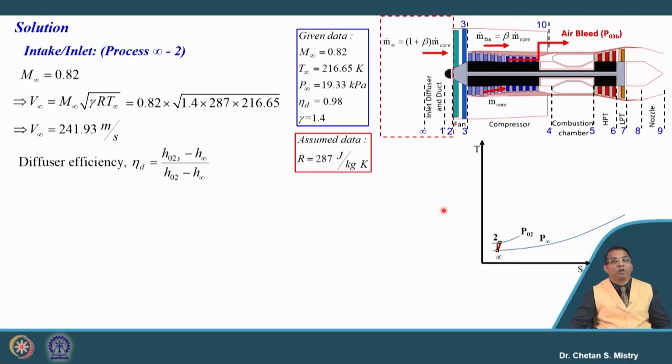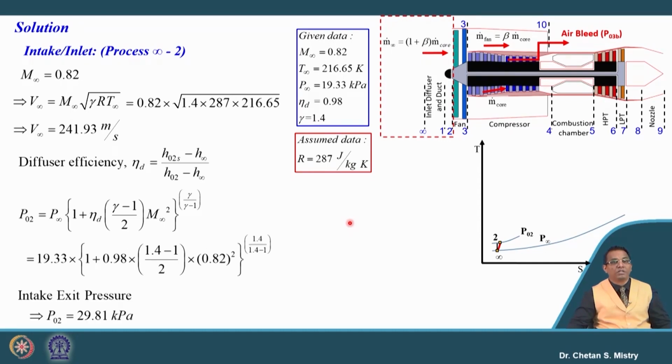Okay. Next we have our diffuser efficiency. We have correlated our diffuser efficiency with Mach number in terms of our pressure ratio. So, we can say the outlet pressure from the diffuser will be given by this formulation. Since the diffuser efficiency is 98% and Mach number is 0.82, putting these numbers, the intake exit pressure is coming 29.81 kilopascal.